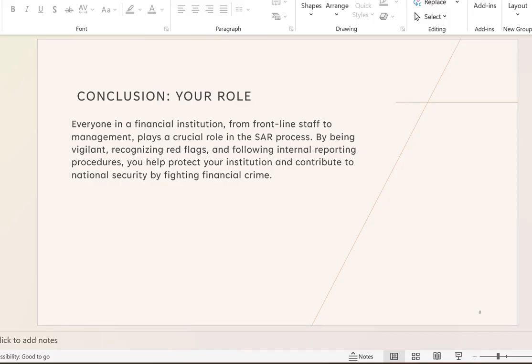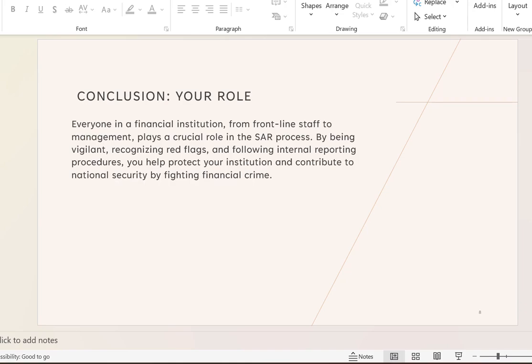So let's move on to the conclusion: what is your role in the suspicious activity report? Everyone in the financial institution, from frontline staff to management, plays a crucial role in the process of filing the suspicious activity report: providing the customer details to the compliance team, helping the compliance team prepare the STR report, being vigilant to recognize and flag suspicious activity, and following the internal reporting procedure.